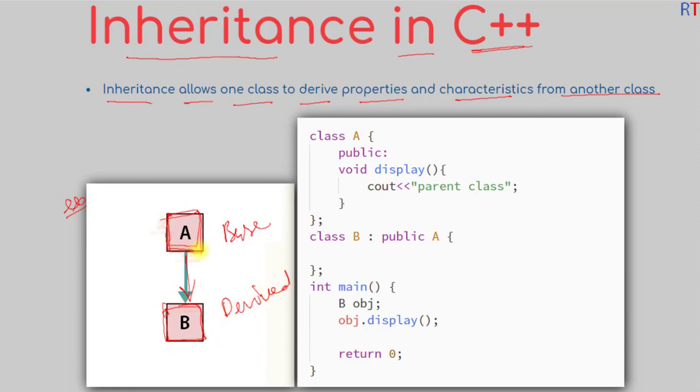So to have inheritance, first we have created one class A which has its own class member, and then we have created another class B, and then colon, and then public A. This way we are inheriting the property from class A into class B, and then we can create one object of class B and we can access the members of class A.